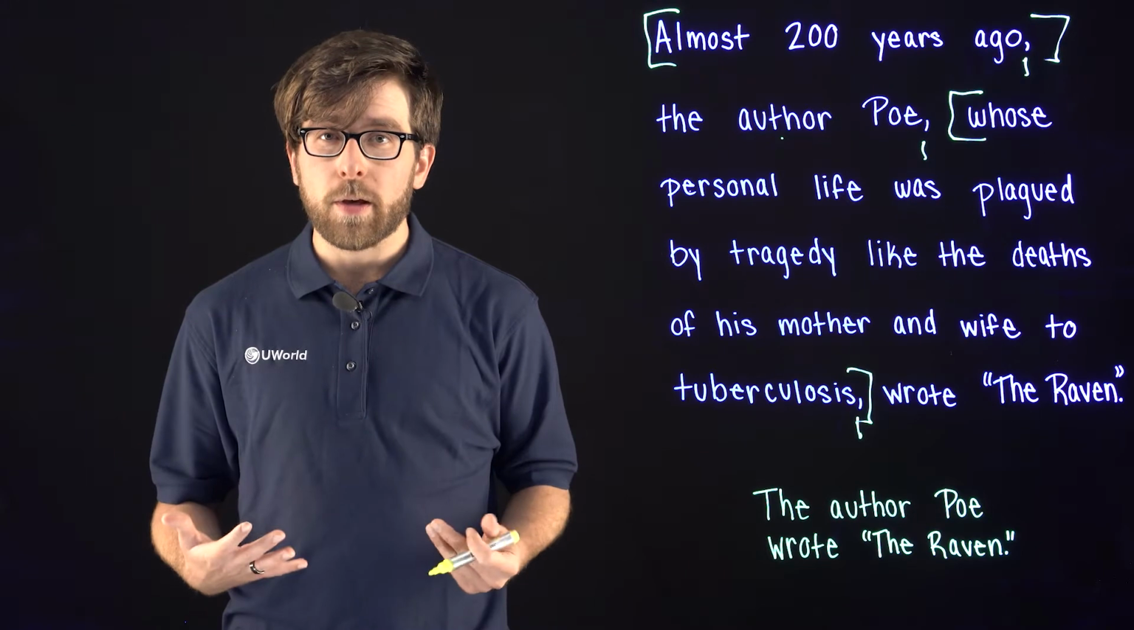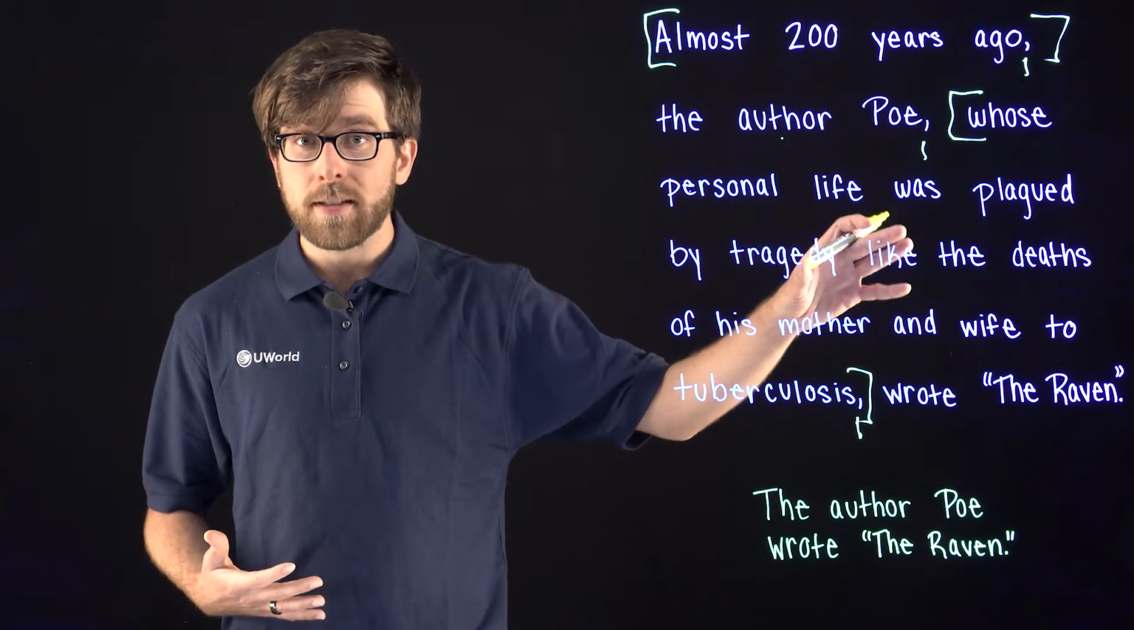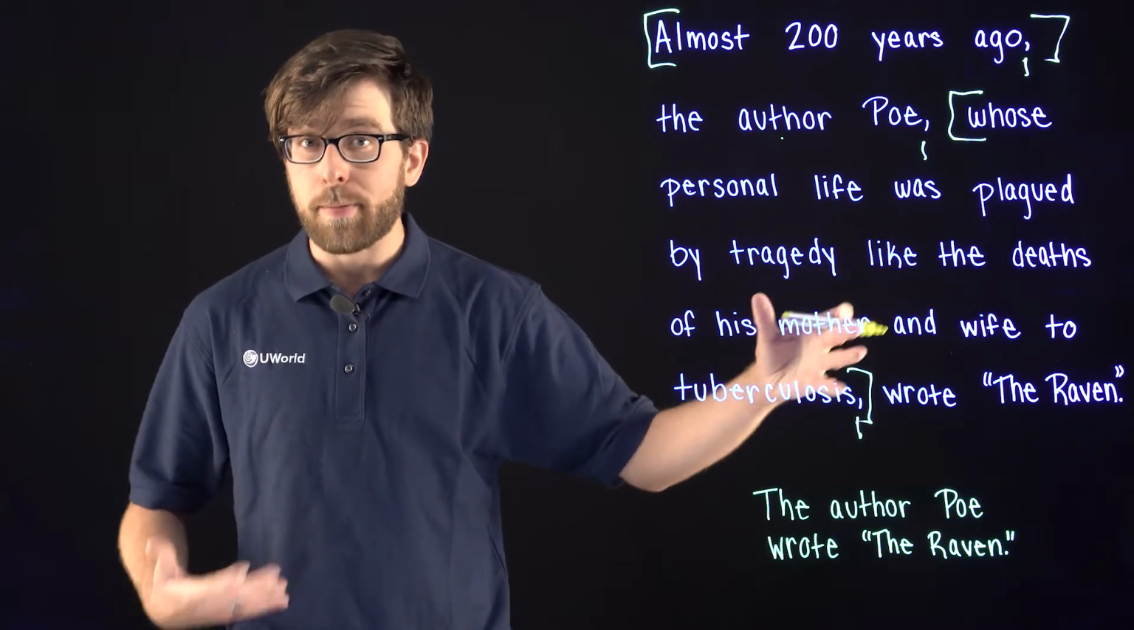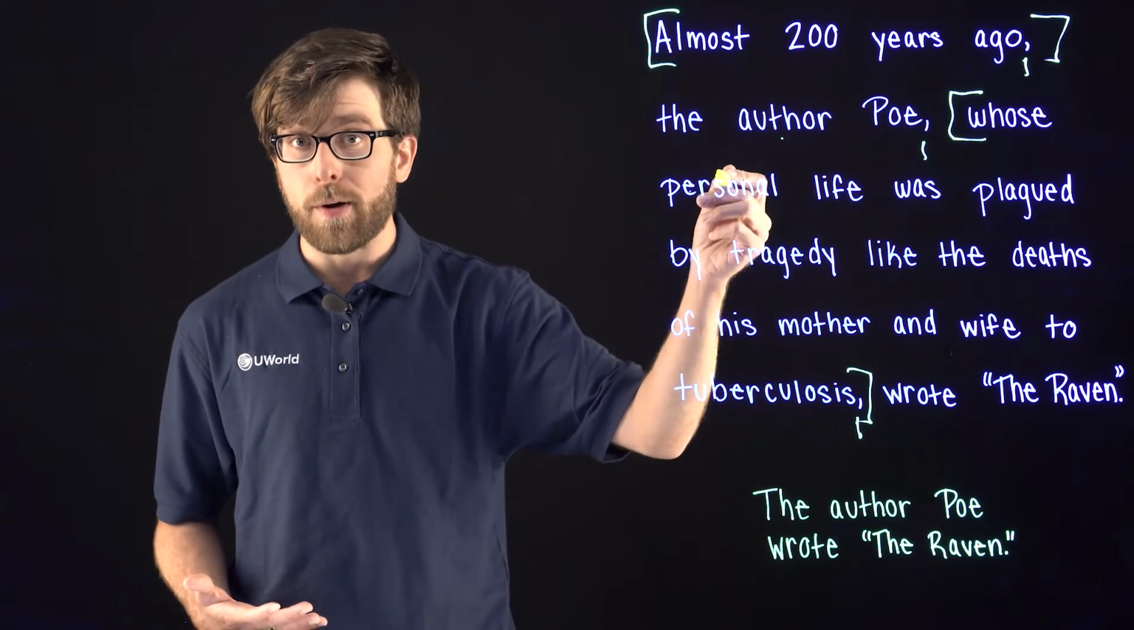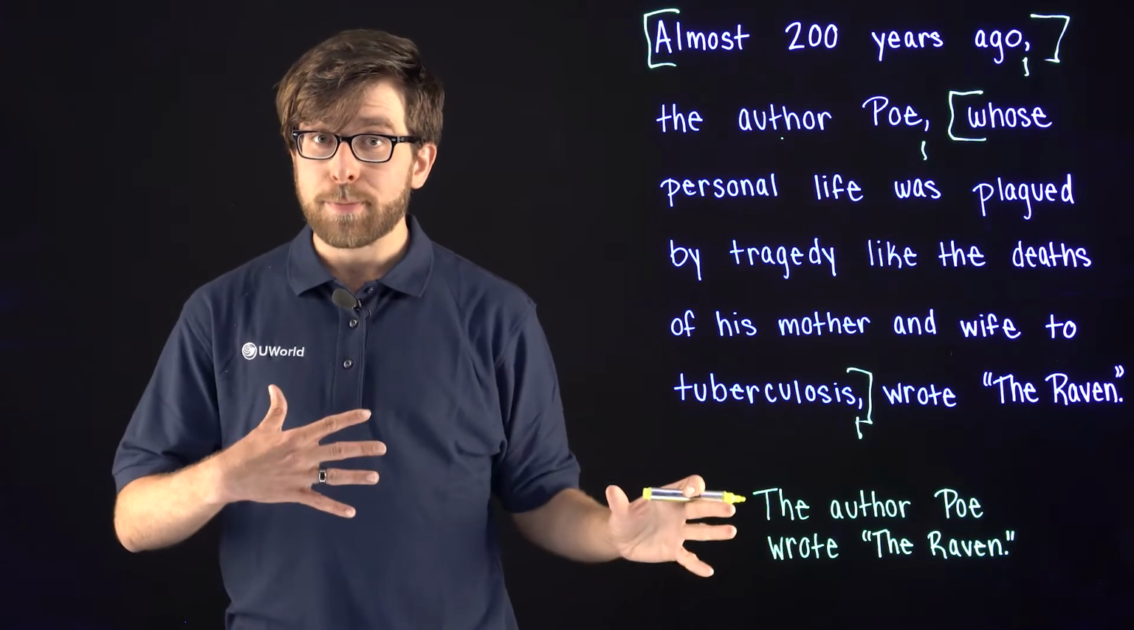The long and short of that is really that we can mark this off as not the independent clause, it's just parenthetical information describing the rest of the sentence. In this case, describing the author Poe. So let's move on to the last piece of the sentence.